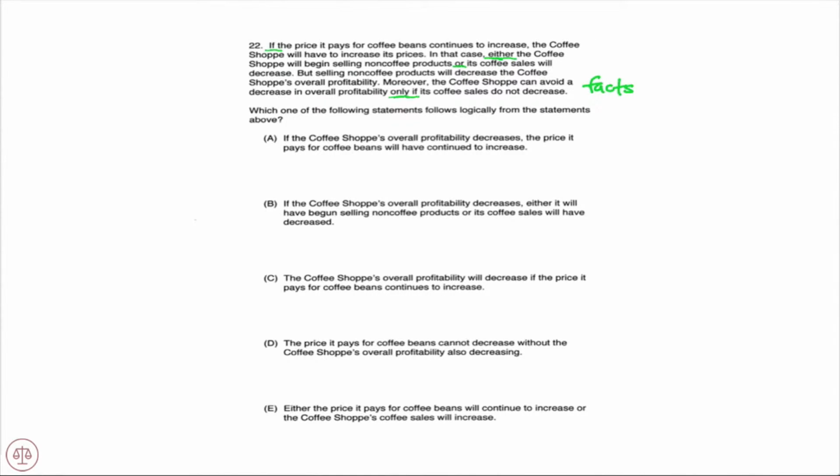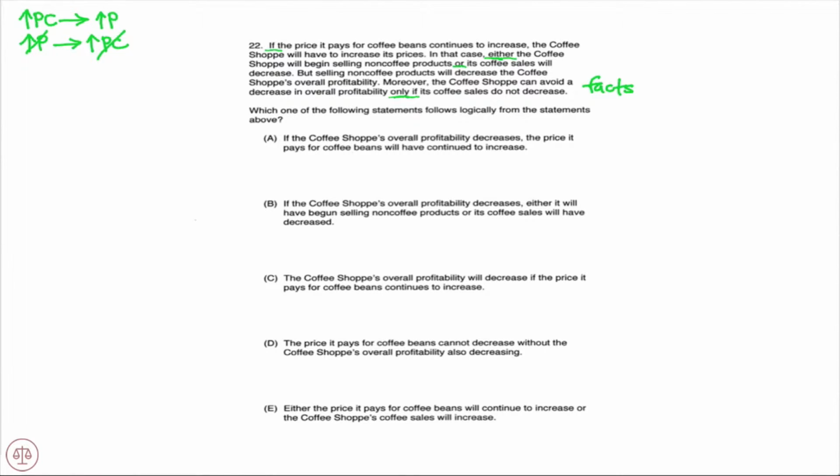So let's diagram the first sentence. If the price it pays for coffee beans continues to increase, the coffee shop will have to increase its prices. So if introduces sufficient. So we know that if the price it pays for coffee continues to increase, then the coffee shop will have to increase its prices. So their prices will go up. Contrapositive, if they don't increase their prices, that means the price they pay for coffee has not increased.